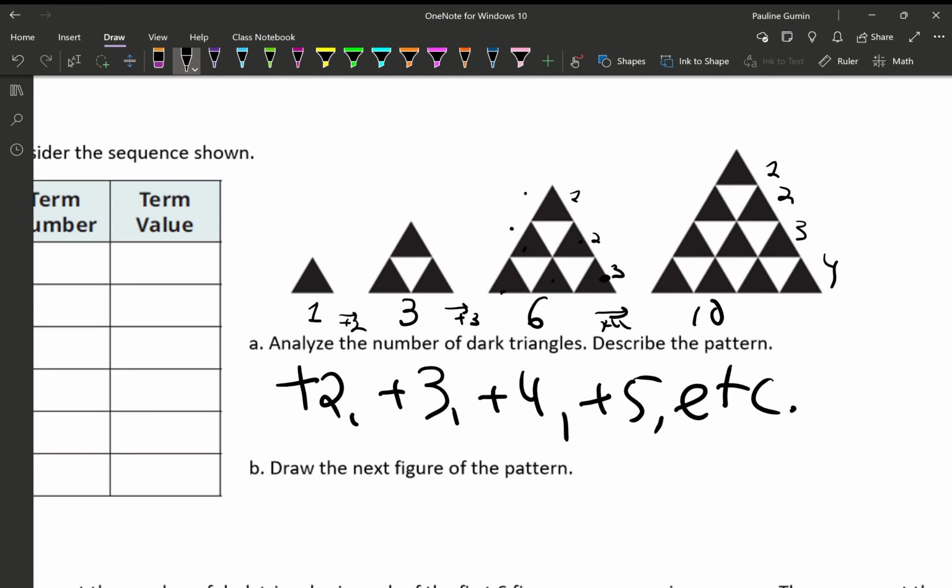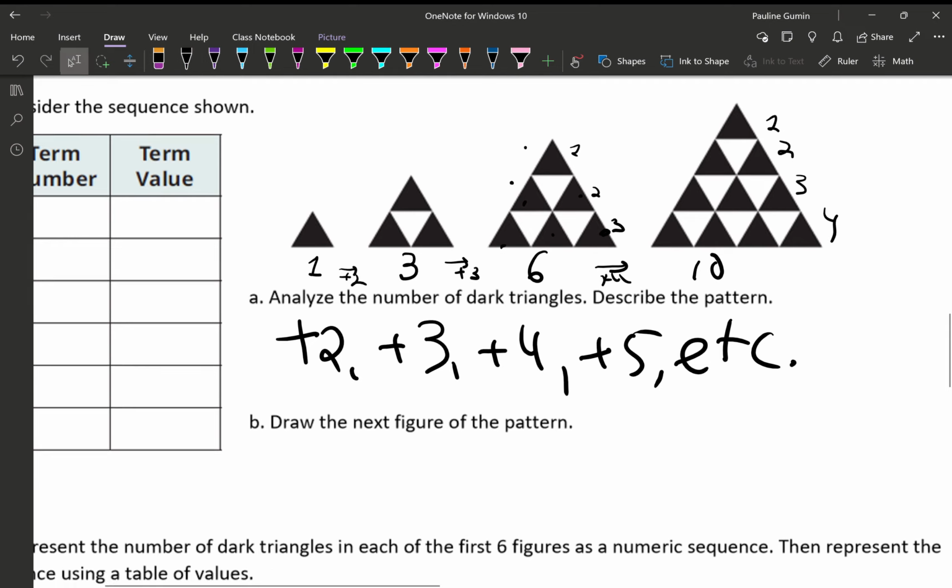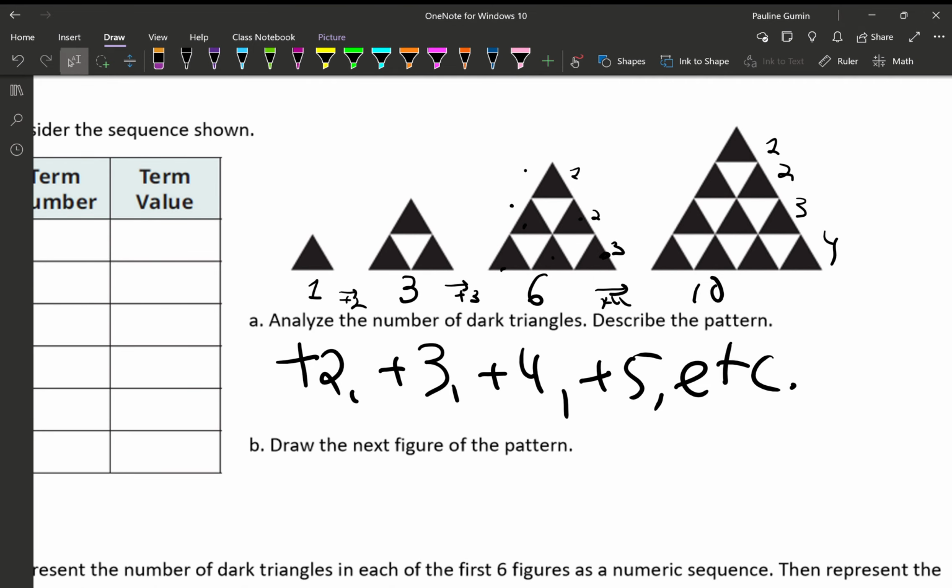Now, when you get a little further on in math, you'll find a really nice way of labeling or describing this pattern. But right now, what I want you to notice is it's getting a row plus 1. Right? There's another way of describing it. Letter B says draw the next figure. Just the next one.